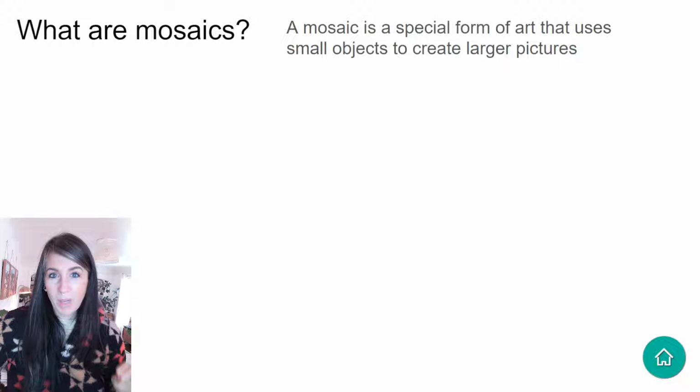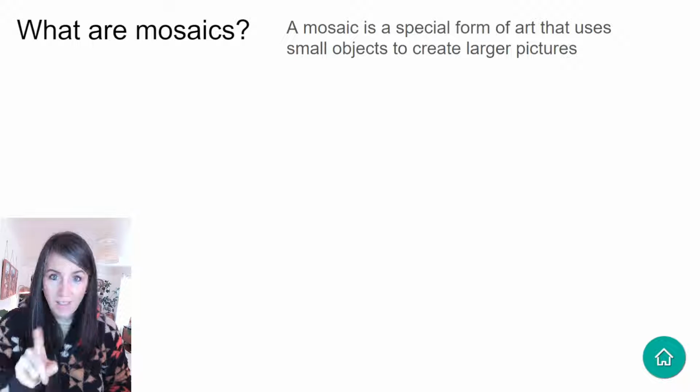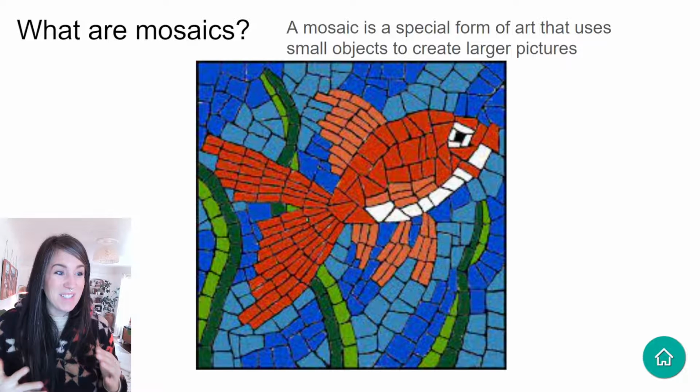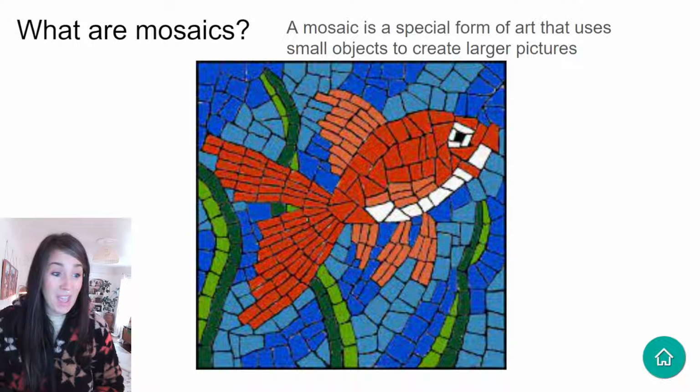So taking a whole bunch of little things, putting them together to make a big picture, kind of like this. Okay, so do we see how there's a whole bunch of little shapes and they're put together in order to make a fish swimming amongst the seaweed, right? So that would be an example of a mosaic.